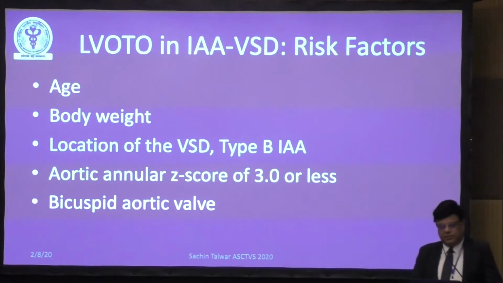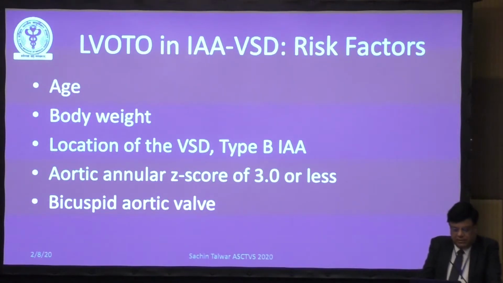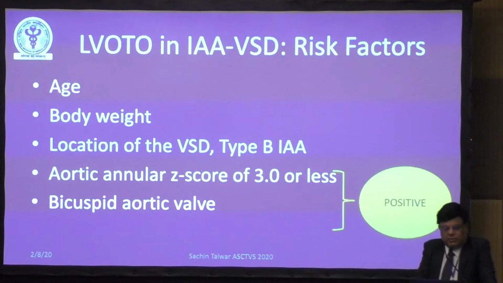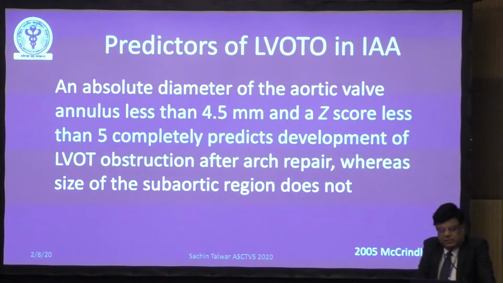The risk factors for development of LVOT obstruction are age, body weight, location of the VSD, type B interrupted aortic arch, an aortic annulus Z-score of -3 or less, and a bicuspid aortic valve. So if the aortic annulus Z-score is -3 or less and a bicuspid aortic valve is there, then the chances are that you go on to have LVOT obstruction. And obviously age and weight are important factors.